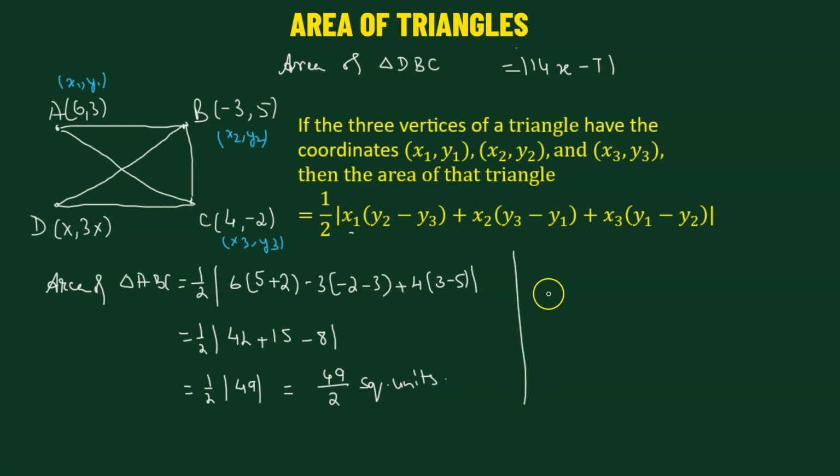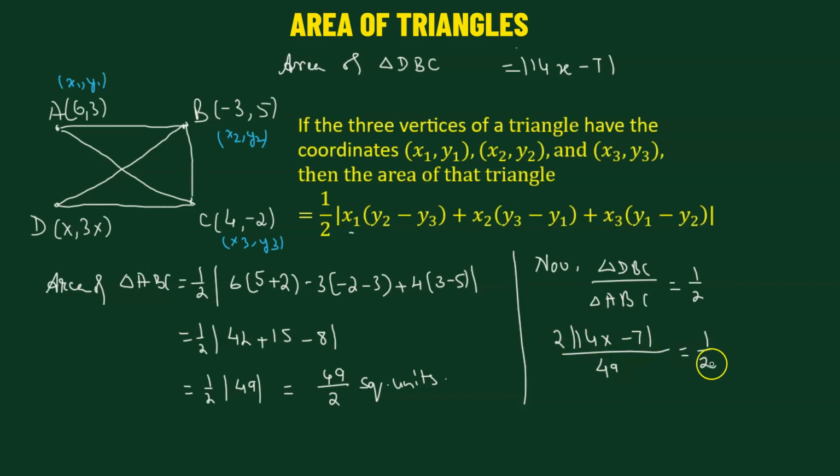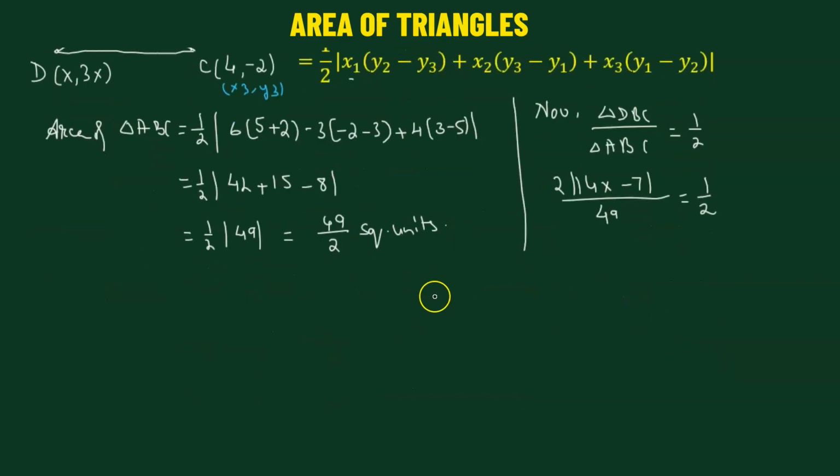Now we are going to use a condition. Here we were given that the area of triangle DBC, that was in the numerator, to that of the area of triangle ABC is 1/2. So we obtain the absolute value of 14x minus 7 divided by the area of triangle ABC, that's 49 over 2, equals 1/2. So let's solve this particular equation. We will cross multiply. Now it's going to be 2 times 2 multiplied to the absolute value of 14x minus 7 equals 49. So we have the absolute value of 14x minus 7 equals 49 over 4.